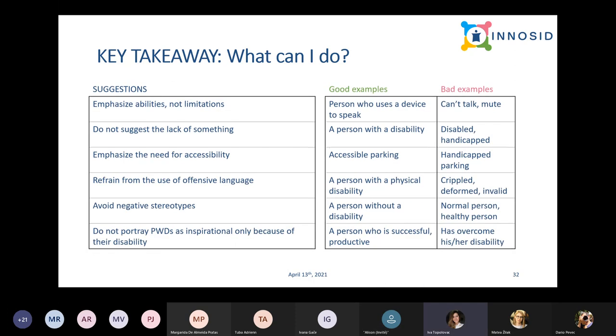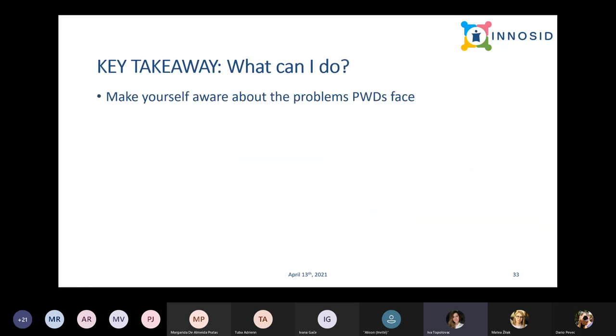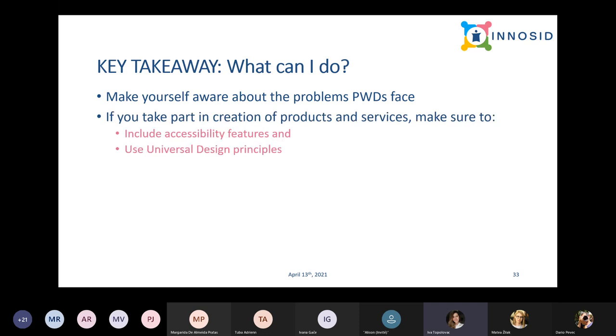Okay, so all of these terms are presented in this table, along with suggestions what you should or shouldn't do. I think you will get this presentation as a material for learning, so you can take a look at this table in more detail. What I recommend you do is to make yourself aware about the problems that people with disabilities face, as well as educate yourself on, especially since you are a part of the INNOSID project where you are developing a prototype for people with disabilities, at least you should know what are the appropriate terms to use and what aren't.